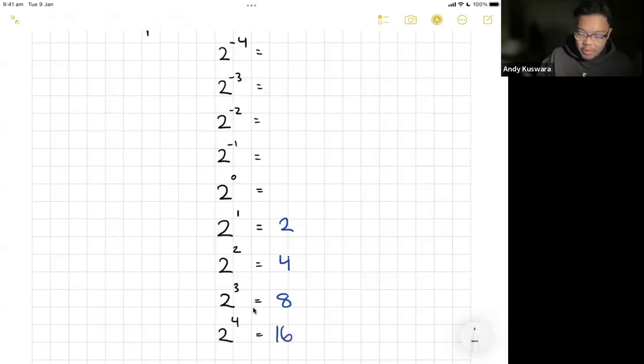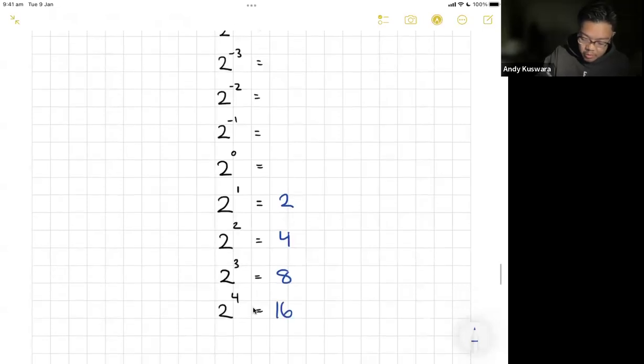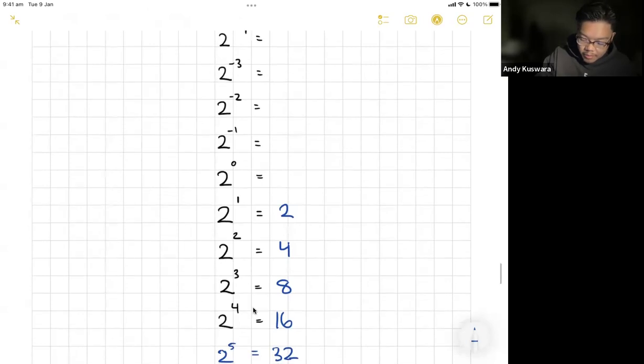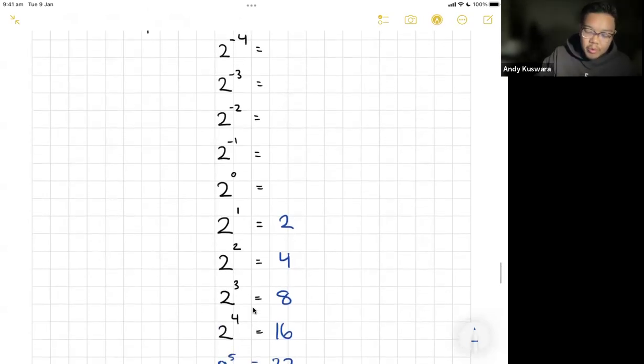And I want you guys to note that we are doubling every time we go up in a power. So every time we go this way, if I was to do one more, I double 16, that will give me 32. Okay. But if I go this way, I'm going to end up halving, and then we remember the rule. What is 2 to the power of 0? So we know anything to the power of 0 is 1.